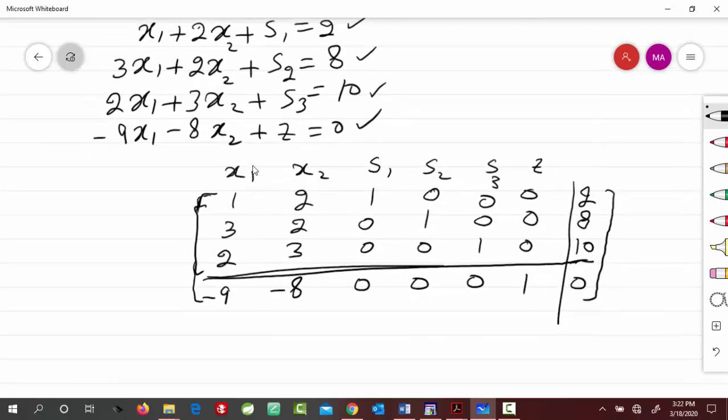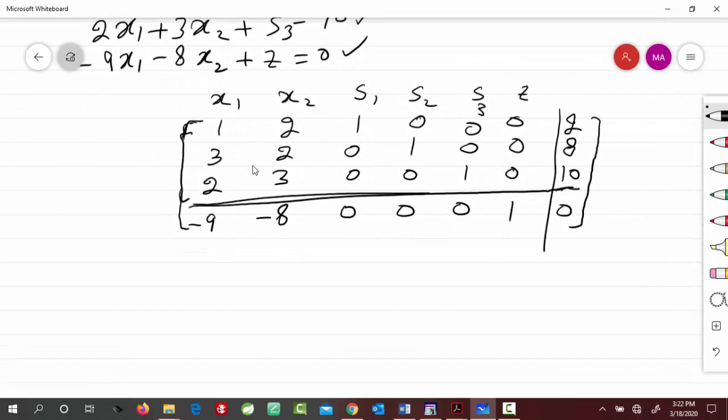So this is the initial simplex table. This was step 2, and step 3 is that I have to perform pivoting. First I have to find the pivot. The most negative indicator is this one here, so the pivot would be in this first column.